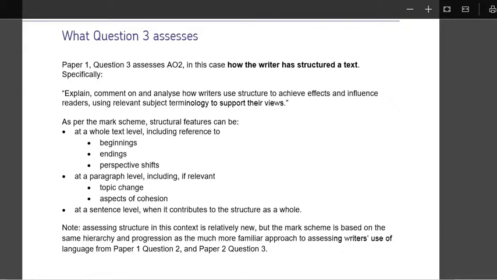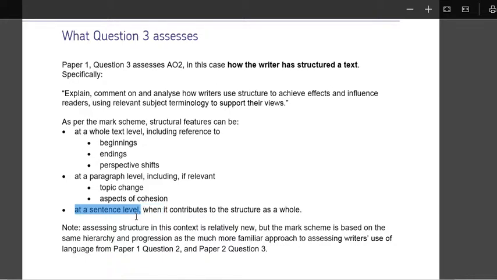So you can look at the whole text level. Look at the beginning, the ending, and shift in perspective. You can look at paragraph level, looking at topic changes, how things are cohesive, or maybe they are jagged and they don't gel well together, and you can comment on that. Or you can look at sentence level.